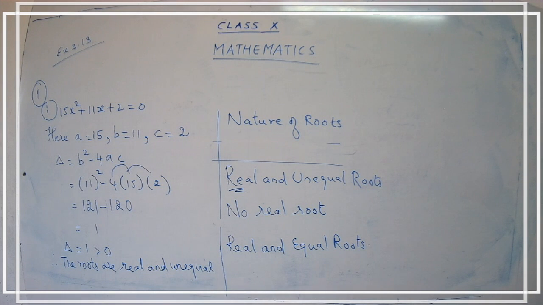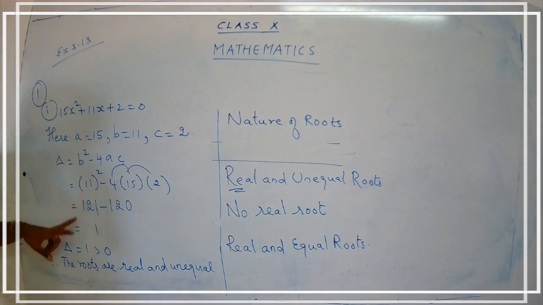It's very simple. You have to just consider your equation, and from the equation you are going to find out the value for A, B and C. Later on you are going to apply it in the formula of delta. What is the formula for delta? B square minus 4AC. Just substitute the values and see what answer you get. So I get the answer as 1, which is greater than 0. Greater than 0 means we have a positive answer. So if we have a positive answer, the roots are real and unequal.